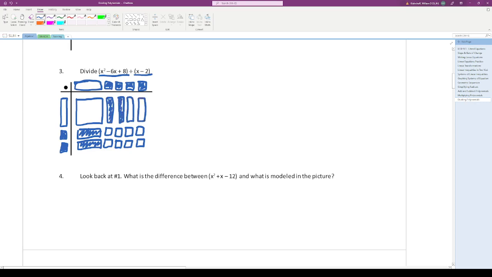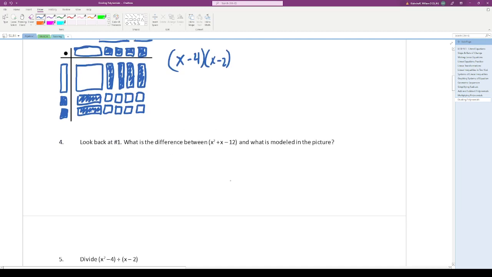So we have a total of 1, 2, 3, 4, 5, 6 negative x's, which is exactly what we wanted to have. So our answer across the top is x minus 4. And again, if you want to check it, multiply x minus 4 times x minus 2, and you'll see that we come up with x squared minus 6x plus 8.